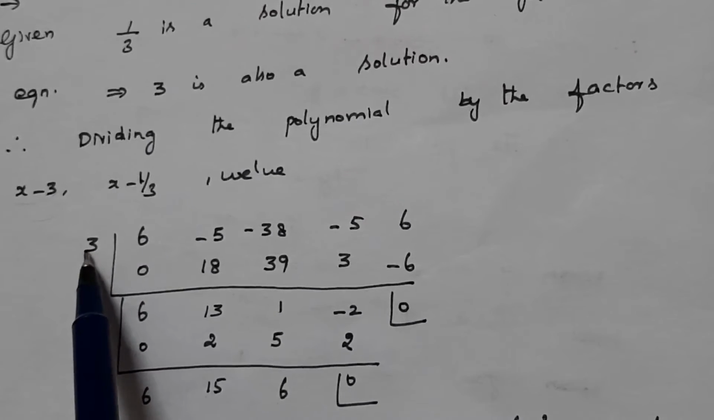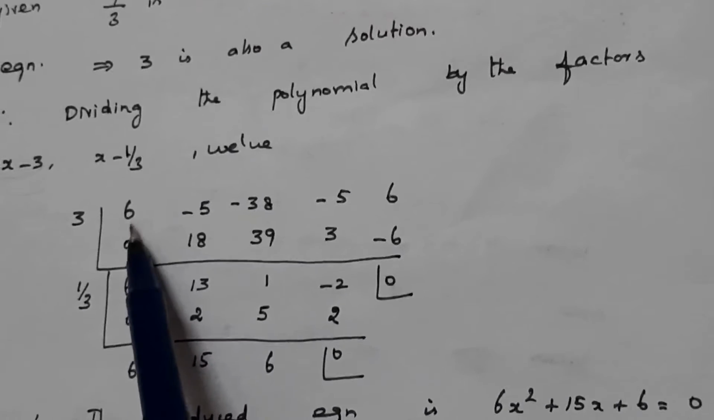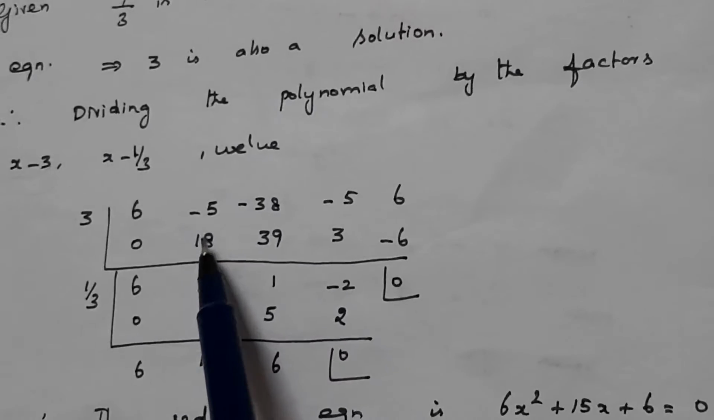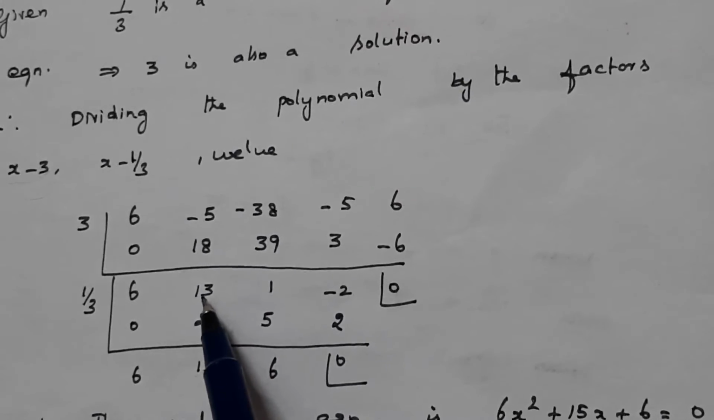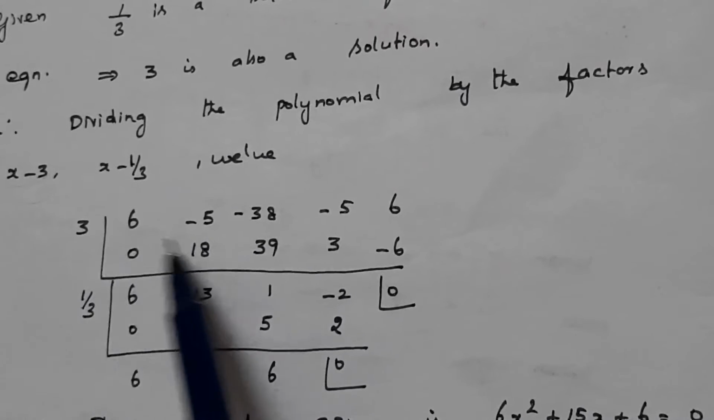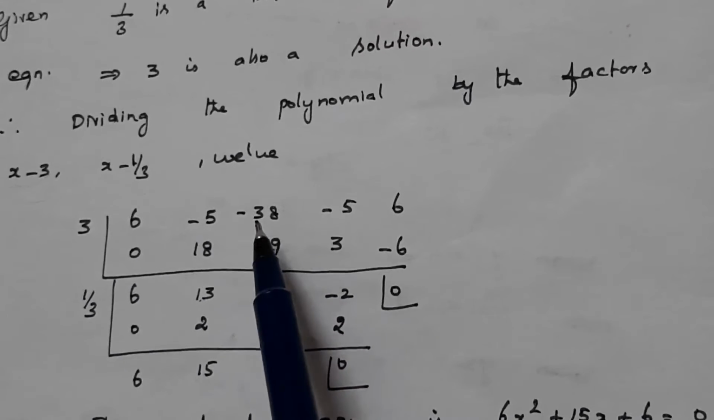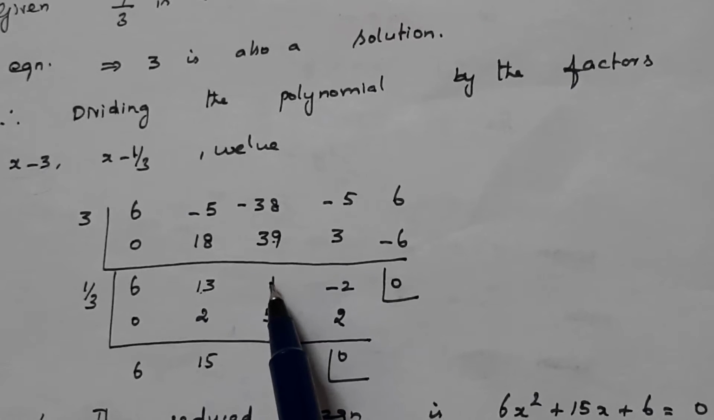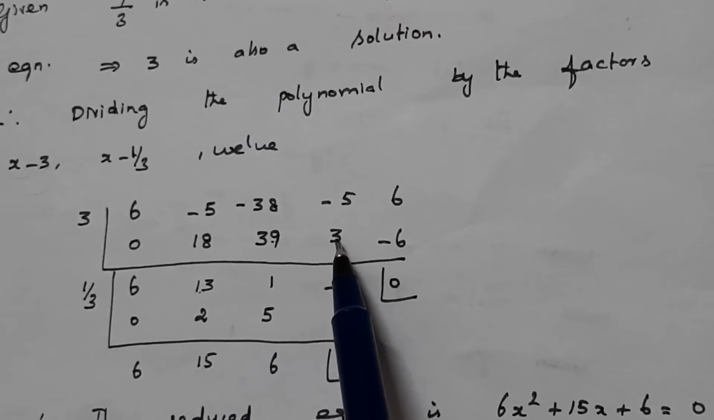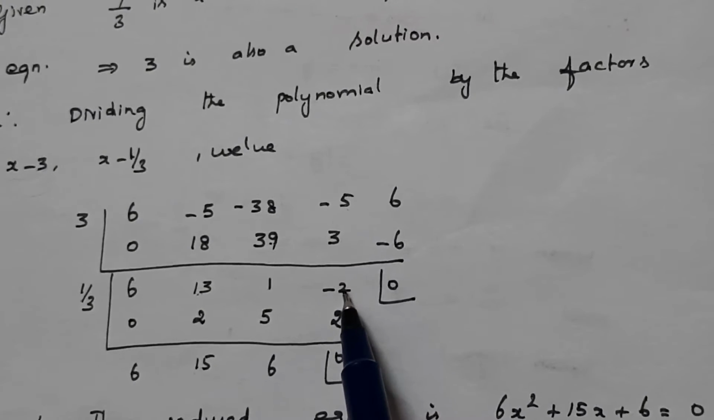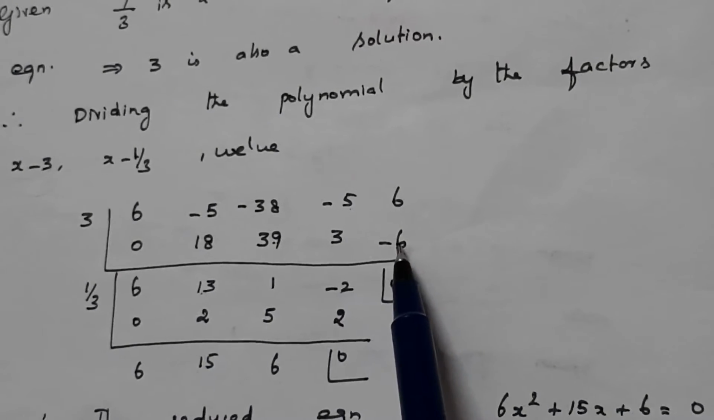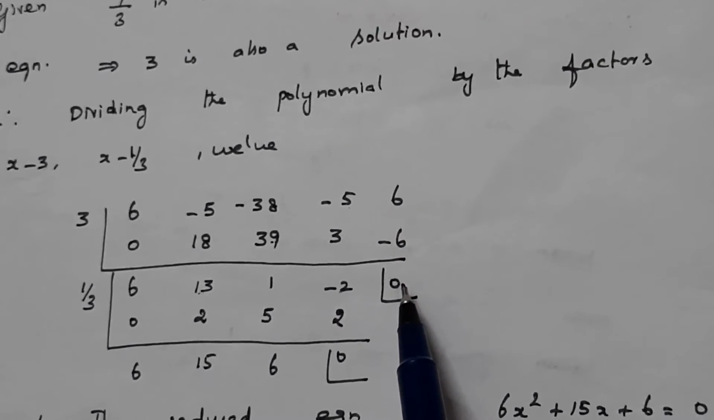So you have to write down number 3 here, and then 6 plus 0 is 6, 6 into 3 is 18, and minus 5 plus 18 is plus 13, then 3 into 13 is 39, then minus 38 plus 39 is 1, so 1 into 3 is 3, then minus 5 plus 3 is minus 2, then 3 into minus 2 is minus 6, and 6 minus 6 is 0.